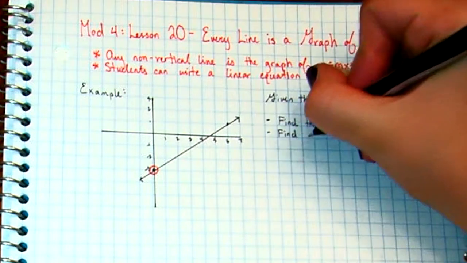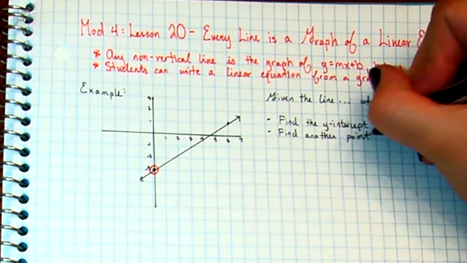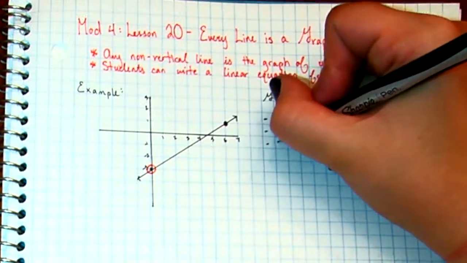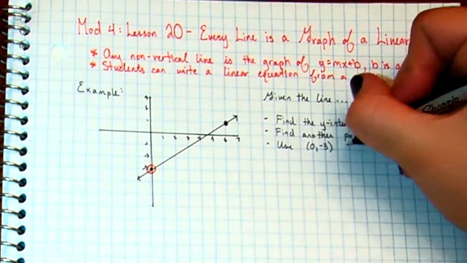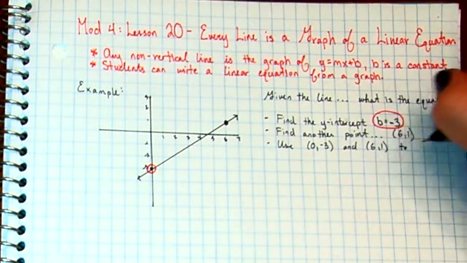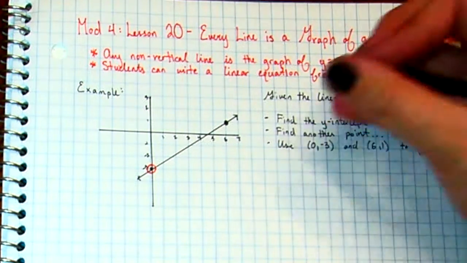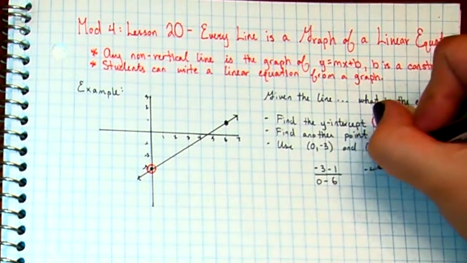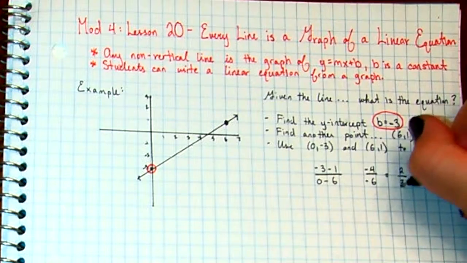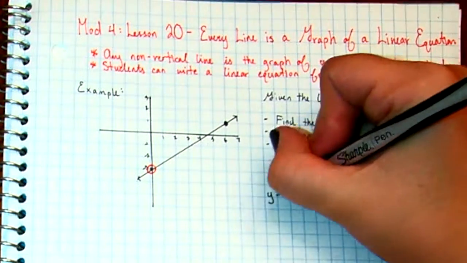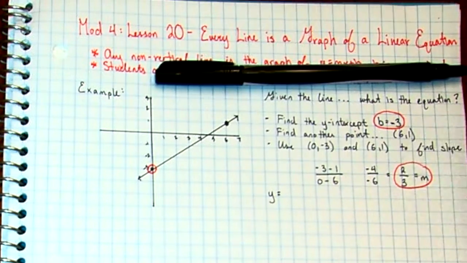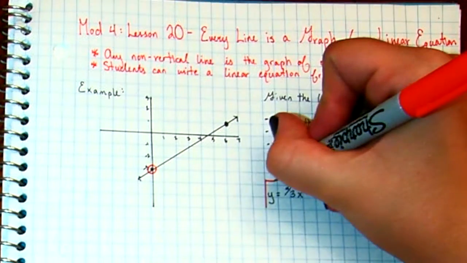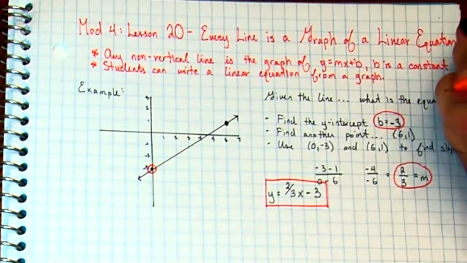I can also find a second point, so one that's on a really nice cross-section of my grid paper. I don't want a point with a fraction because it's just going to make things more difficult, but I see a point at 6, 1. So I'm going to use the coordinate 0, negative 3, which is the y-intercept, and 6, 1 to find the slope. I can do this by looking at the graph and counting the vertical distance over the horizontal distance, or I could use that formula that we started to derive the other day. So I can use the second y value minus the first y value over the second x value minus the first x value, and I get the fraction 2 over 3 as my slope.